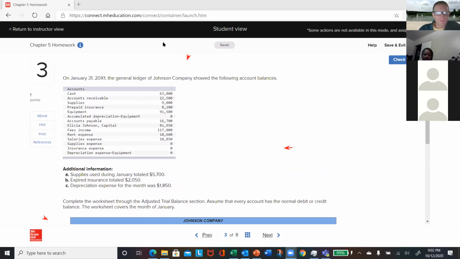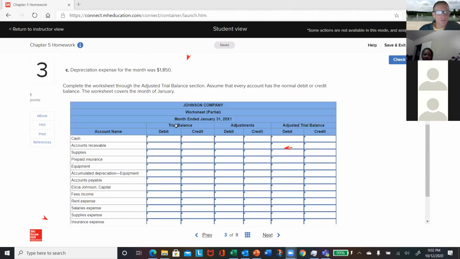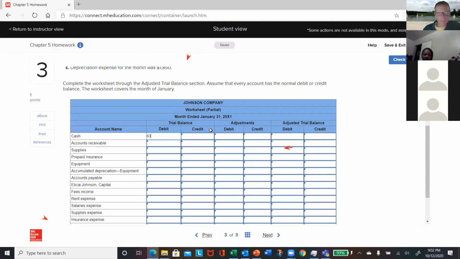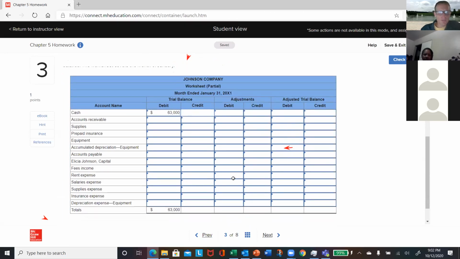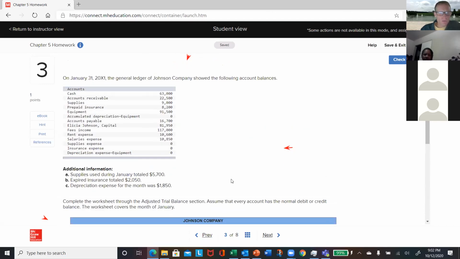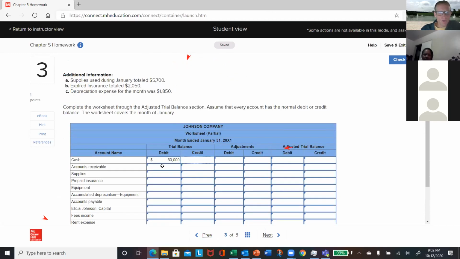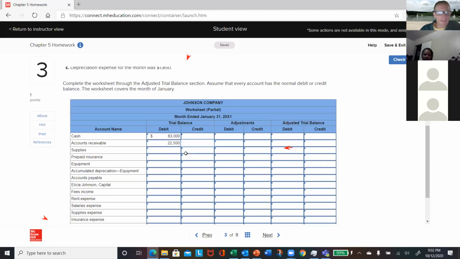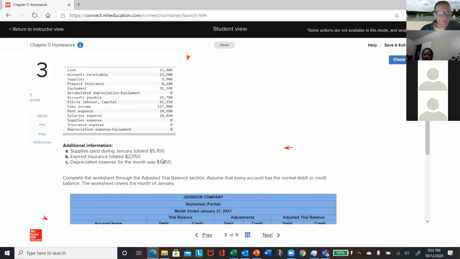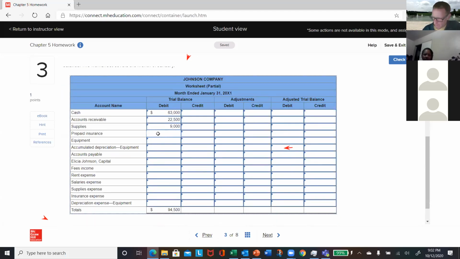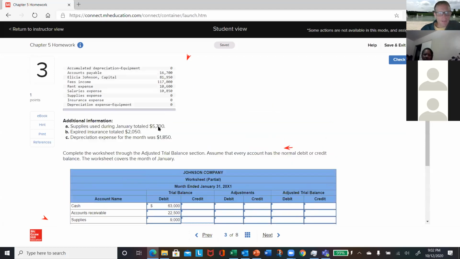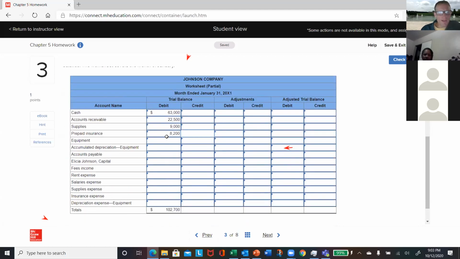So for example, you've got cash that says $63,000. You come down to the trial balance, and you simply have to enter $63,000. I go to the next one, which is accounts receivable. It says $22,500. Notice again, I'm putting these on the debit side because remember, the normal balance of asset accounts is debit. Supplies says $9,000. I enter that. I go to prepaid insurance, which is $8,200. Again, debit side. I then go to equipment, which is $91,500, debit side.